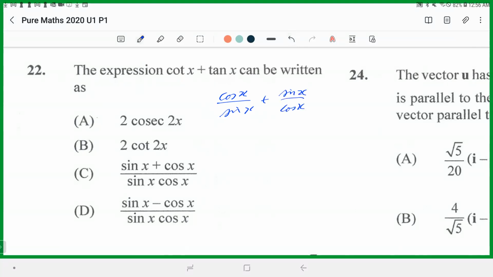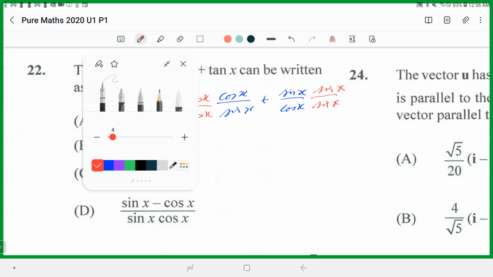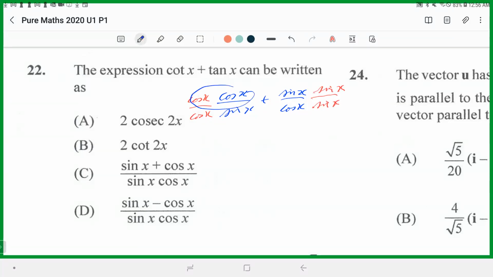I want the two denominators to be the same. So I'm going to multiply this one by cos x over cos x, and this one by sine x over sine x. Let's see what we get now. We get cos squared x plus sine squared x over sine x cos x, and cos squared plus sine squared is 1.